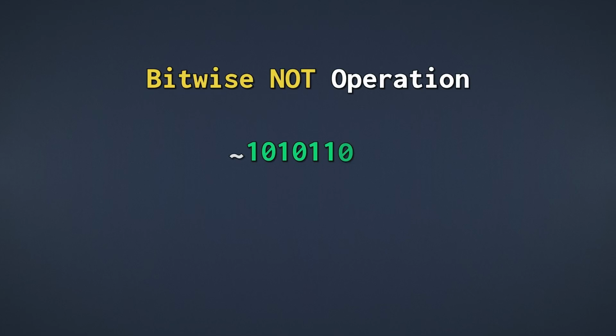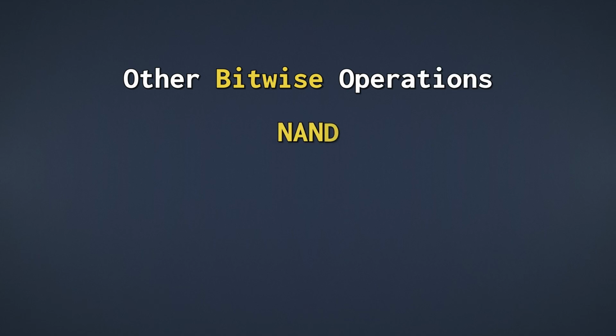There's also a NOT operation. This one's really simple, it just flips all digits of a number to their opposite. Zeros become 1s and 1s become zeros. There are also NAND, NOR, and XNOR, but these are just inverted versions of the previous operations. A NAND operation, for example, is just an inverted AND operation.